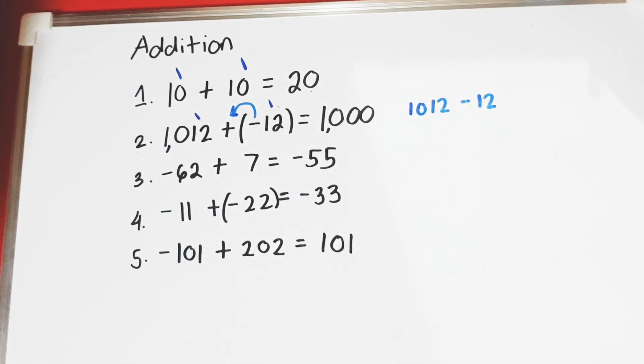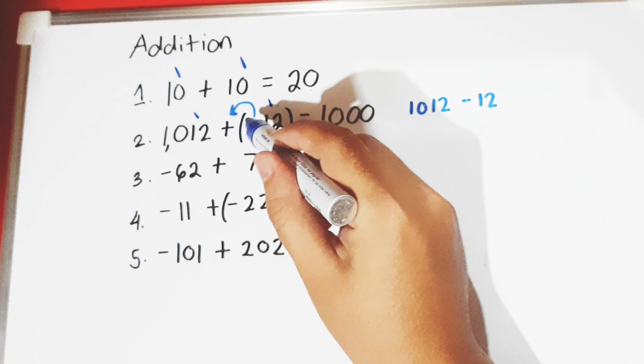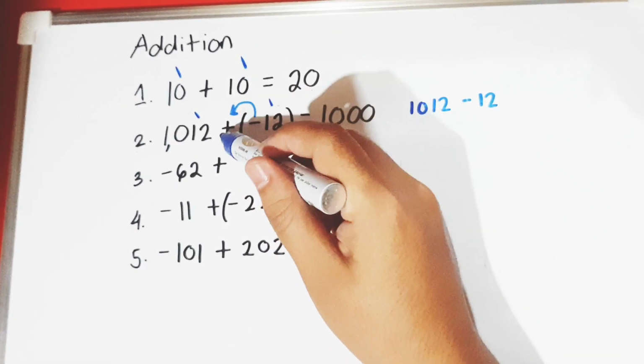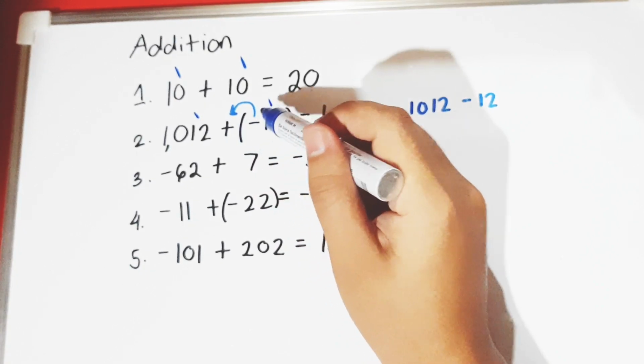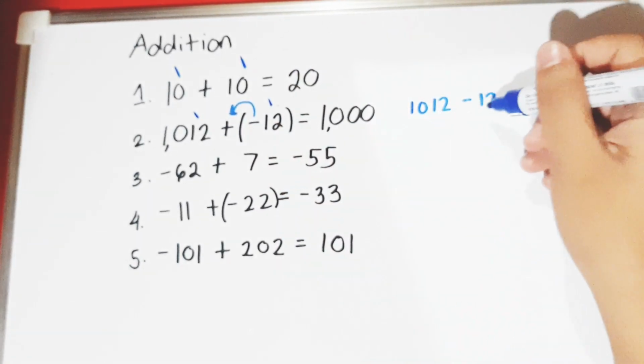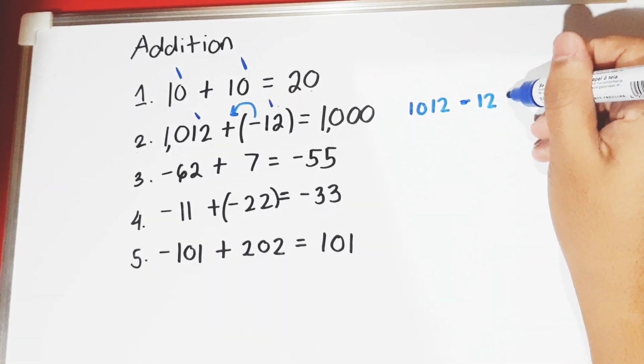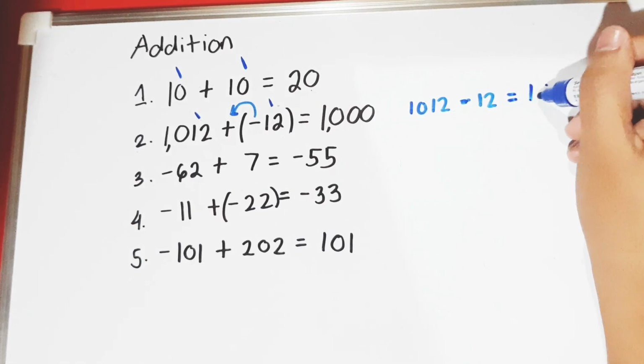So in an advanced scenario in multiplication, if you multiply a positive and a negative, the result will always be a negative. Looking only at the signs, negative times positive is always negative. So we put 1012 minus 12. We must remember that. So the answer will be 1000.